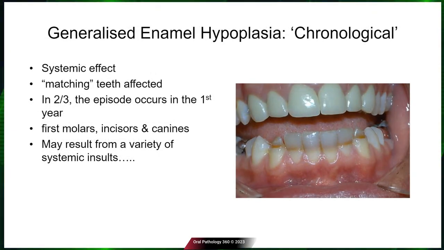Generalized or chronological hypoplasia tends to not be related to a local effect, but rather to a systemic effect on tooth formation. And so what you'll get is a matching appearance in teeth which are forming at the same time as the insult has come. And in about two-thirds of cases, this episode occurs in the first year of life. So this is very much associated with neonatal health. It can affect first molars, incisors and canines, and can result from a whole variety of systemic insults. And you can see in the picture here that there's a band across the incisors at that particular time, where obviously the canines are less well developed at that point.